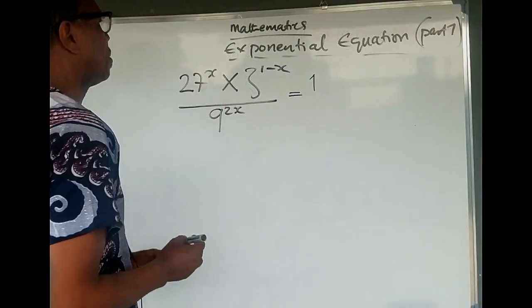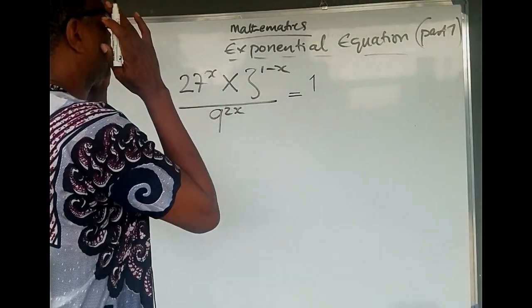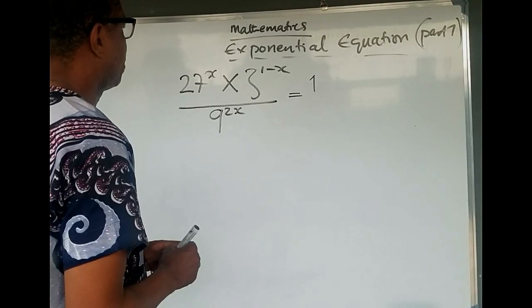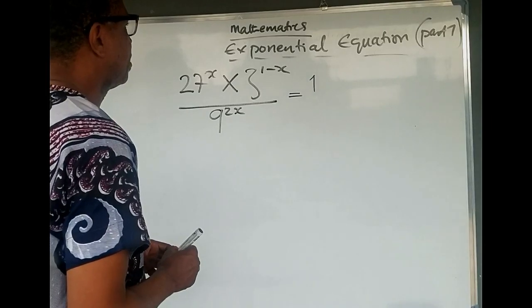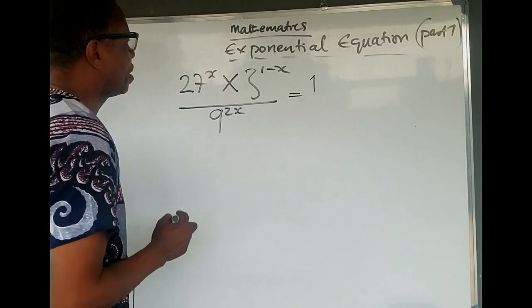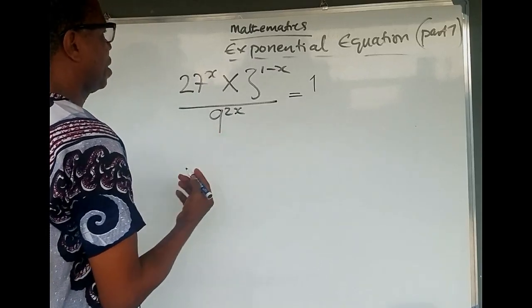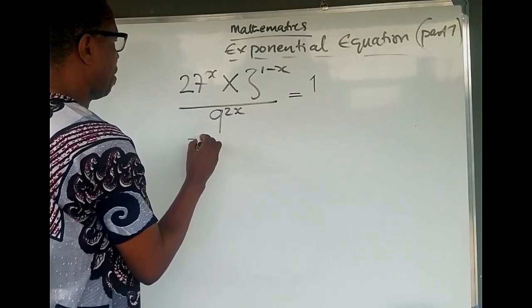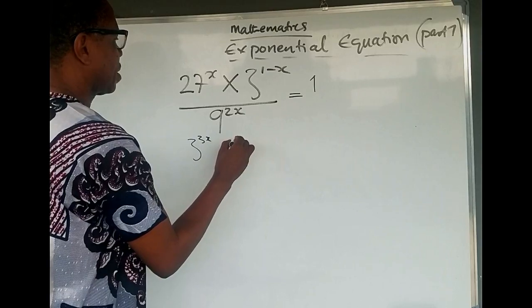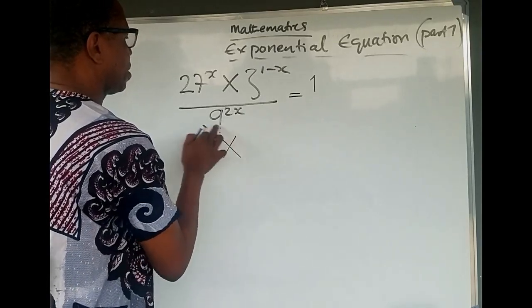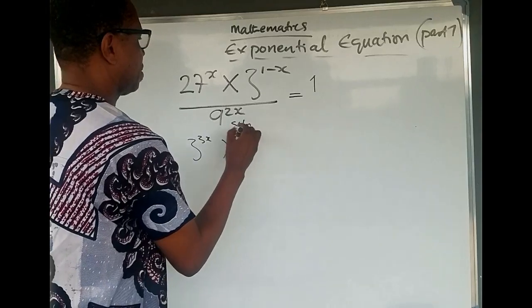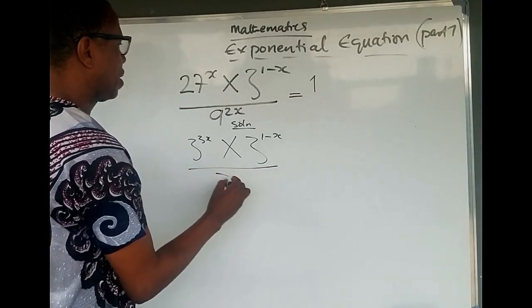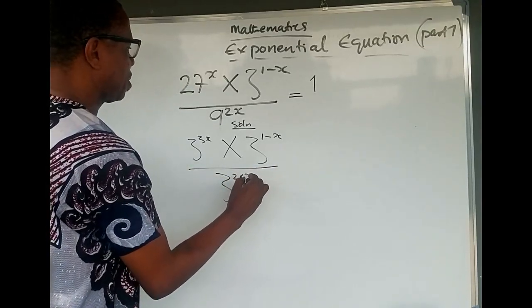Now I want to look at another exponential equation that was given in one of the years for the SSCE exams. Now this one is a very simple one, so let's just see how it goes. So you have here, 27 now will become 3 raised to the power 3x, times, let me write it so that everything will be in order, times 3 raised to the power 1 minus x, all over 3 raised to the power 2 times 2x.